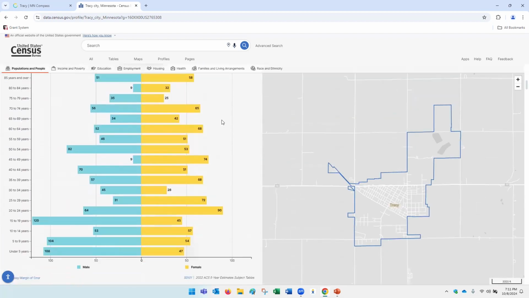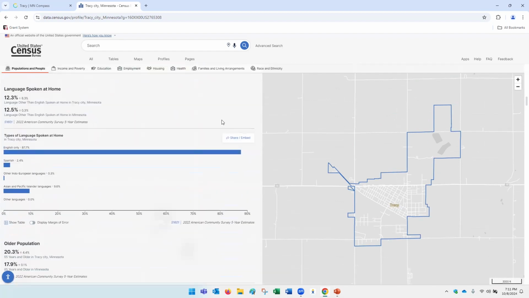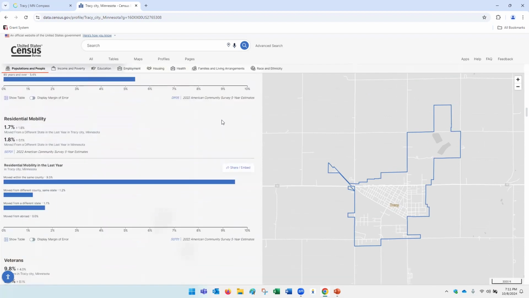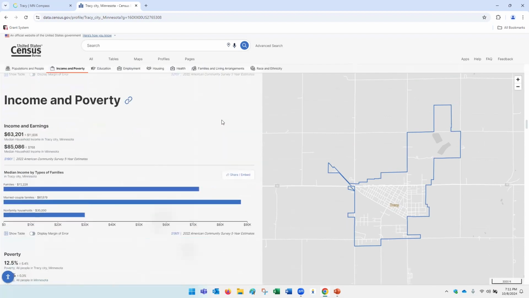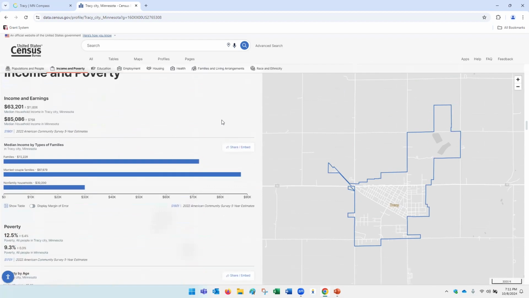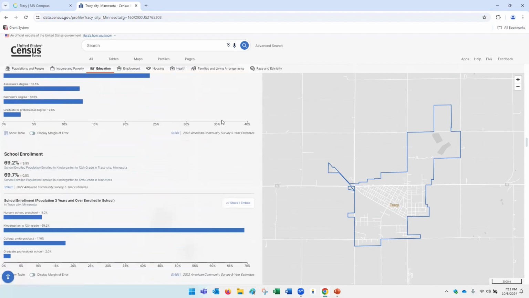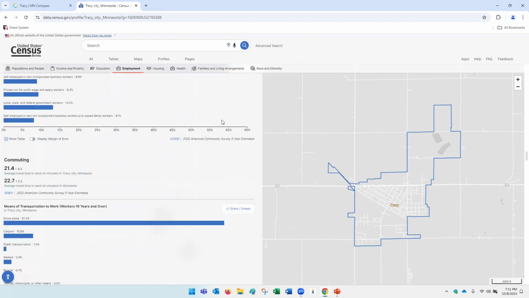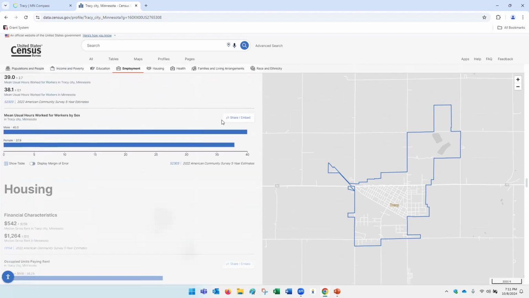So here's just a quick look at what that looks like. So you can tell there are a lot more data points that it takes a look at. And I'll just scroll through so you can see what all is there.